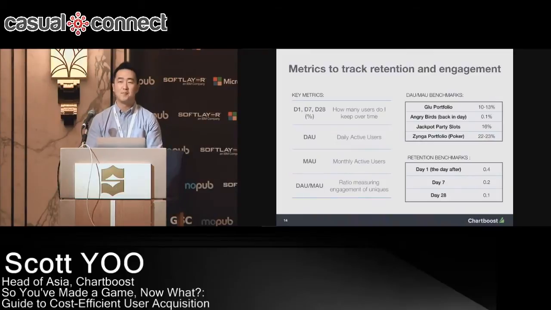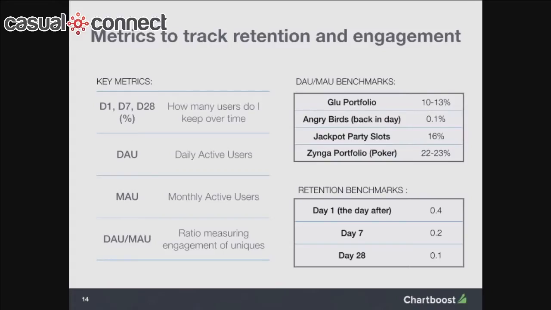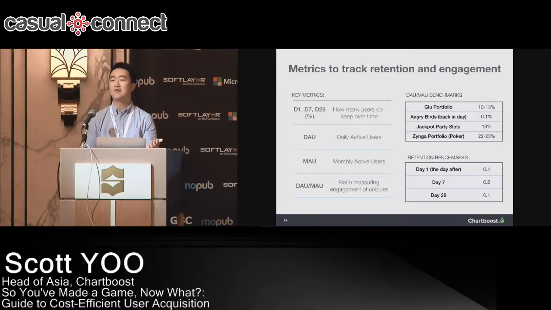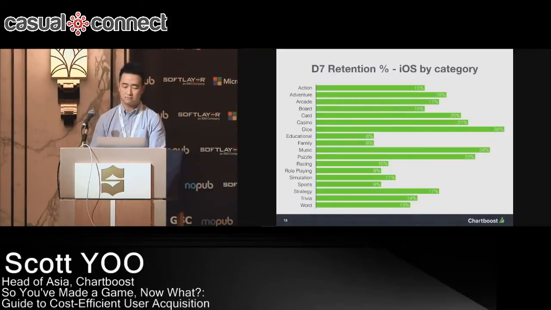Retention benchmarks. People always ask, what is the formula that I should look for? How many users should I have after day 1, day 7, day 28? The magic formula here is 40, 20, 10. 40% after day 1, 20% after day 7, 10% after day 28. Now, these are benchmarks that I can share with you guys, but again, your game is very unique. So I wanted to share some breakdowns of how day 7 retention looks between platforms and between categories.